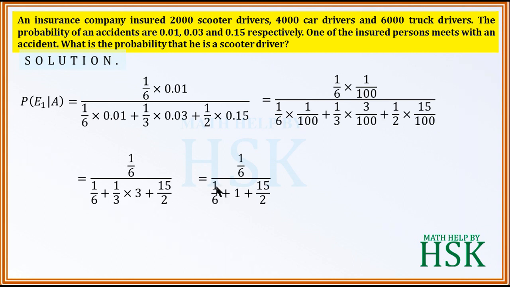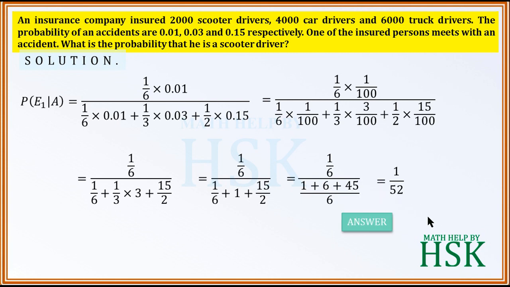The numerator is as it is, and the denominator is 1 by 6 plus 1 plus 15 upon 2. On taking LCM, I get the denominator as 1 plus 6 plus 45 upon 6. So this would be equal to 1 by 52, because 6 and 6 cancel out, and the total of 1 plus 6 plus 45 is 52. This is the required answer. So this is how I am going to solve this question.